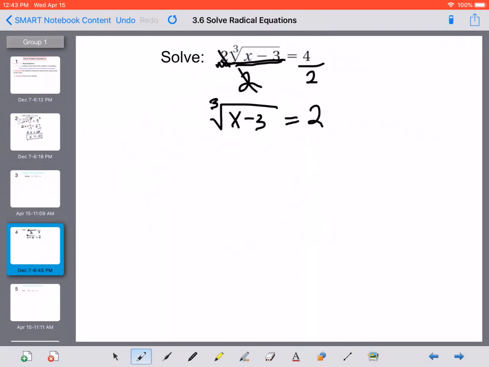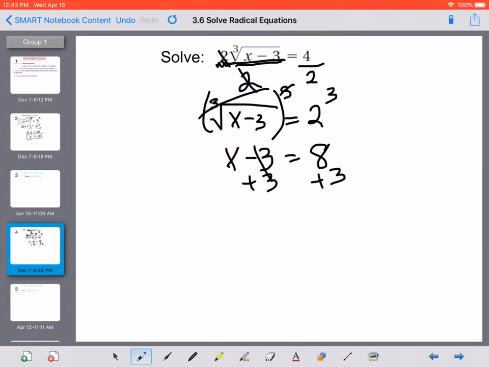Now our radical is by itself, so we can raise it to the third power again. That cancels our radical. I'm left with x minus 3 equals 2 to the third power, which is 8. Step 3, simplify your expression, which means solve for the variable. Add 3 to both sides, so x is equal to 11. Okay, moving on to the next slide.